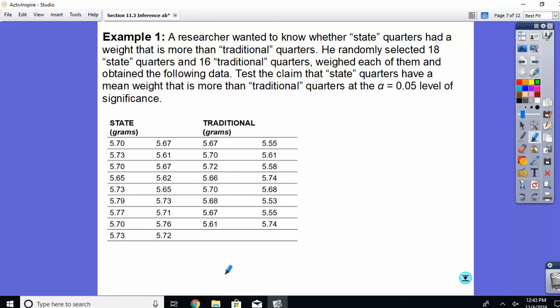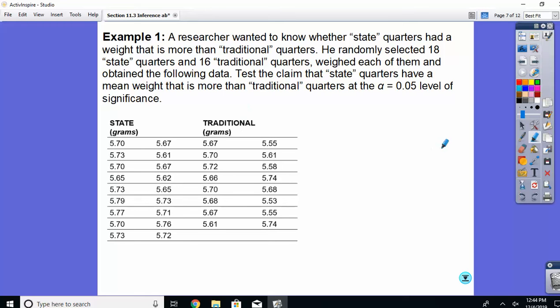A researcher wants to know whether state quarters have a weight that is more than the traditional quarters. He randomly selected 18 state quarters and 16 traditional quarters, weighed each of them, and obtained the following data. Test the claim that the state quarters have a mean weight that is more than the traditional quarters at the alpha equals 0.05 level of significance.